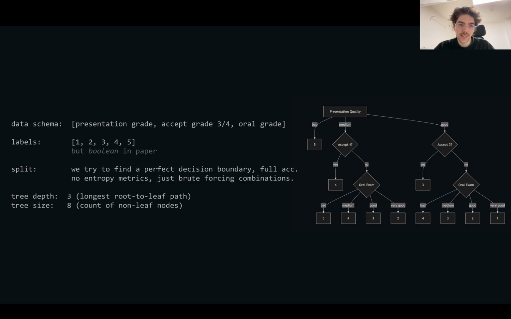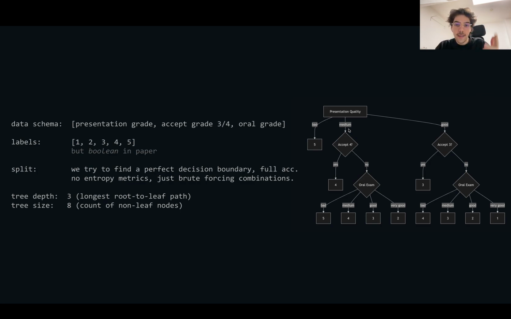So how it works is that we try to find a perfect decision boundary with full accuracy. Otherwise, we assume that there is no decision tree. And we don't use any entropy metrics or approximations. We just brute force through every single possible tree combination to find the one that we're looking for in this paper. And here we have the two interesting metrics.